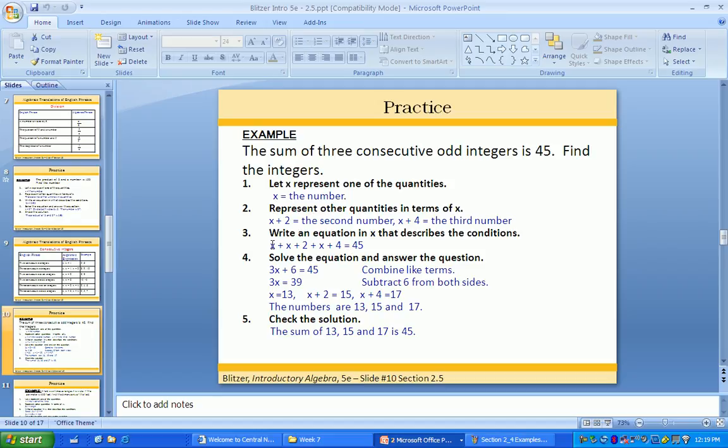So we can write that equation out. Now we combine our x's and solve for x. X is equal to 13. So then we say, okay, x is the number. The second number should be x plus 2. 13 plus 2 is equal to 15.